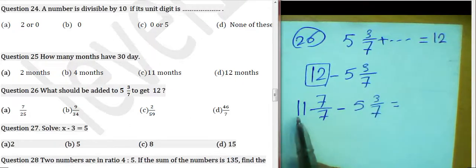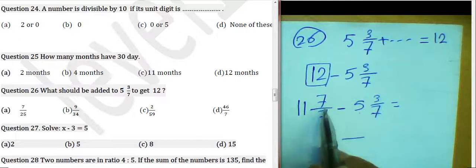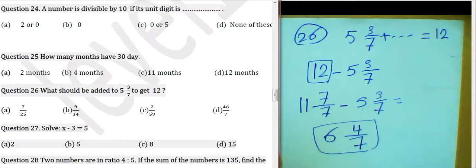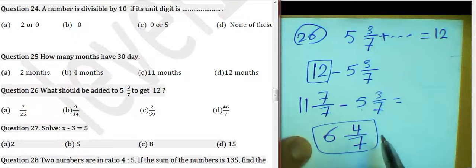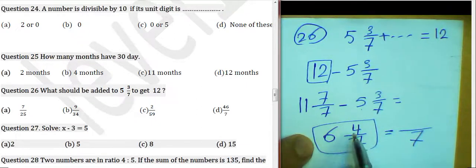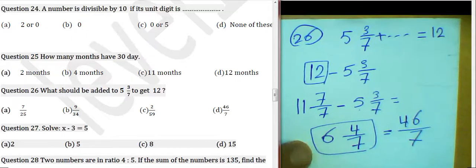11 subtract 5 equals 6. 7 over 7 subtract 3 over 7. We must write 7 here. 7 minus 3 equals 4. Then the result will be 6 and 4 over 7. So we must convert this from a mixed number to an improper fraction. 6 times 7 equals 42. 42 plus 4 equals 46. So question 26, we must choose letter D.